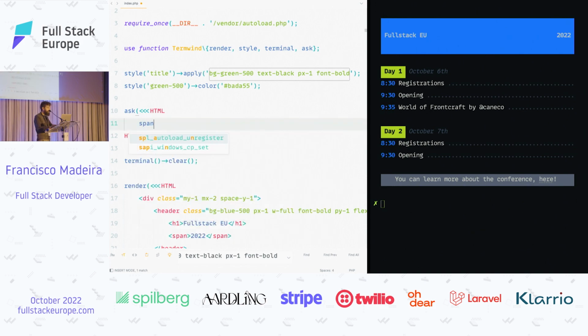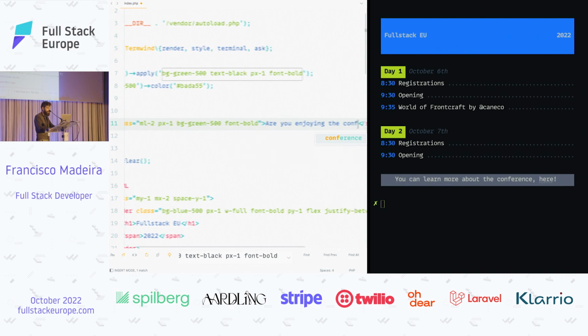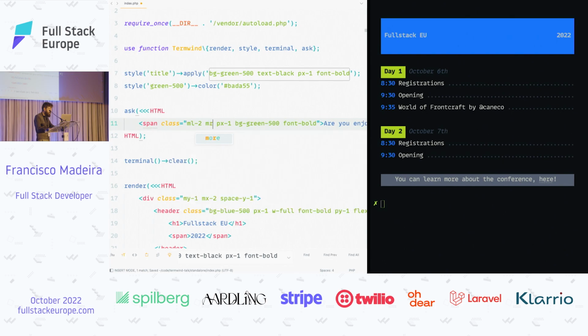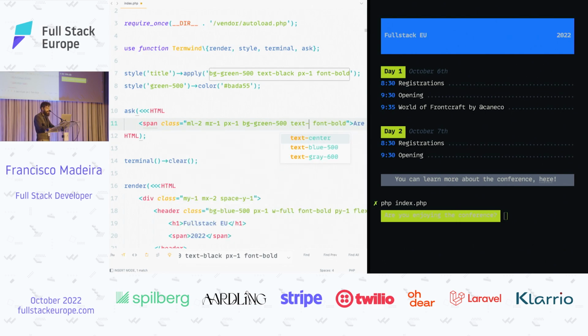So we can go ahead, in this case, add an inline class. Let's go and add some margin on the left of 2 and the padding on the x-axis, the background green with that badass color, but green 500, and let's say font bold, and let's say, are you enjoying the conference? Of course, that's a simple answer, but there is only one possible answer. So let's run it, and okay, does not read well, so let's get text black here. Okay, let's run it again.